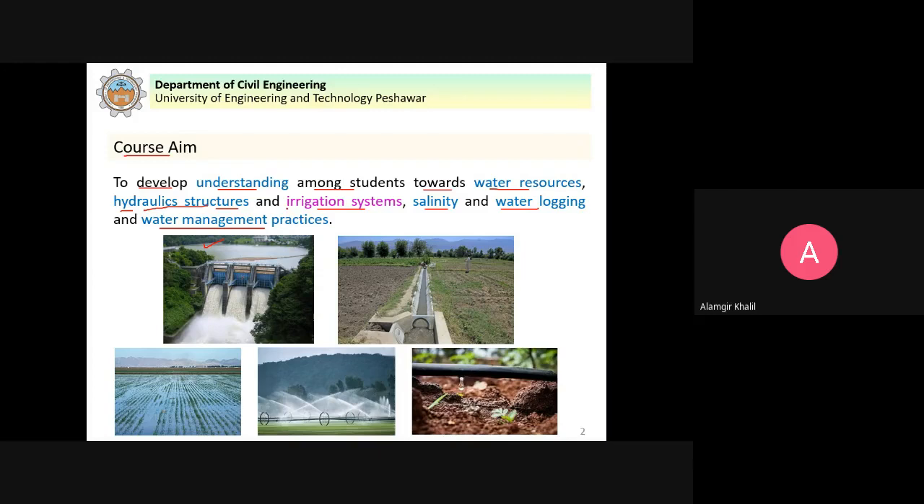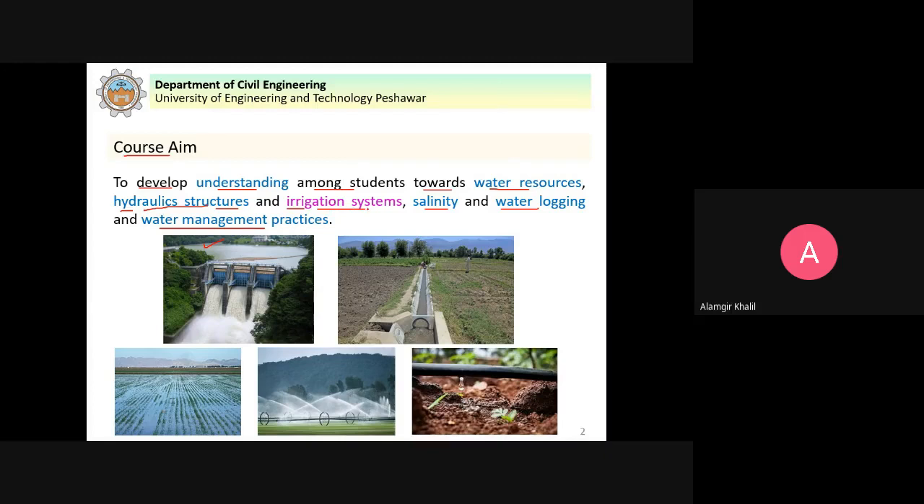Similarly, we will study about the irrigation systems. As you can see here, irrigation is the artificial application of water to crops. We have to grow crops because we need food for survival. The crops require a certain amount of water from time to time. So we have to supply the water. For this purpose, we develop what is known as irrigation systems.